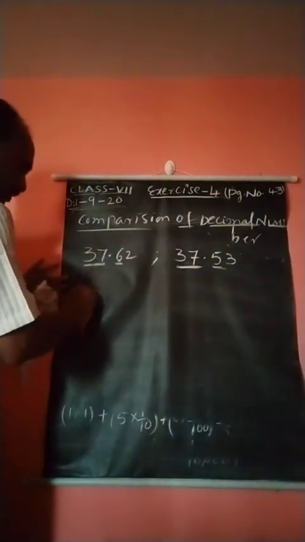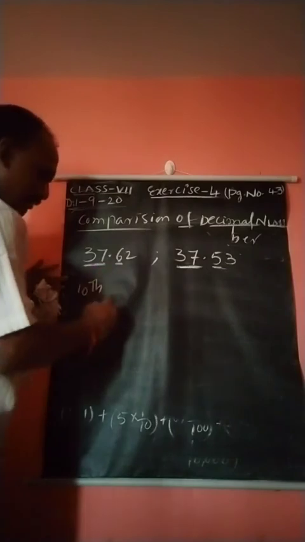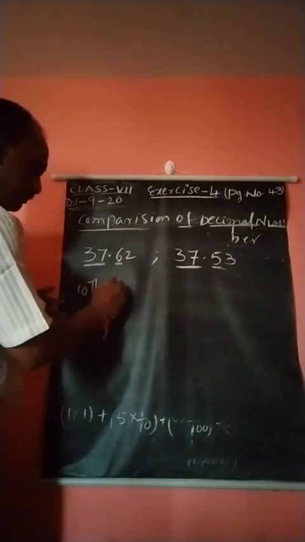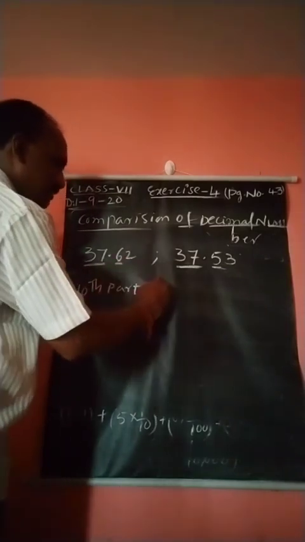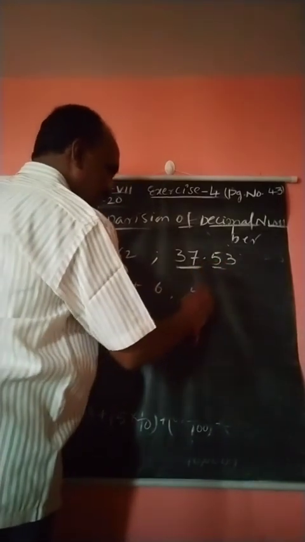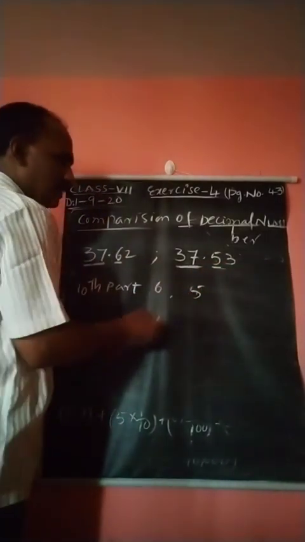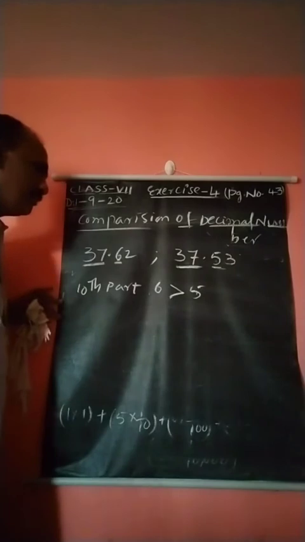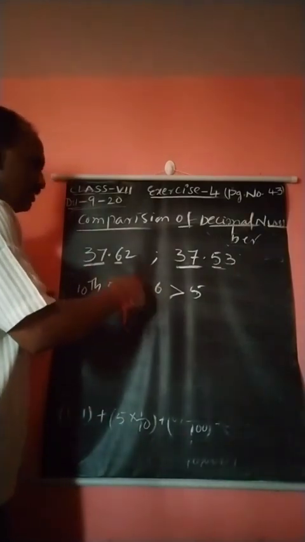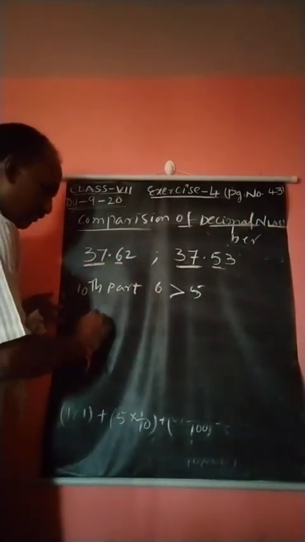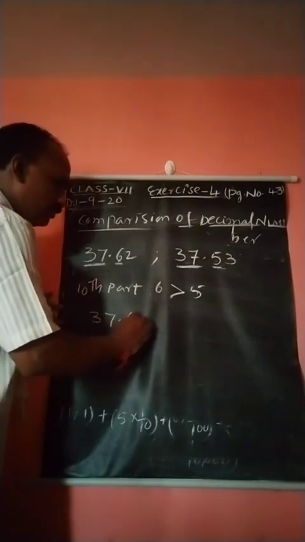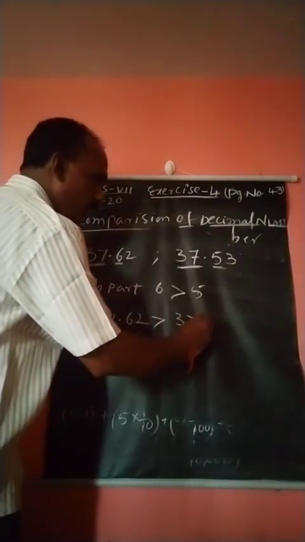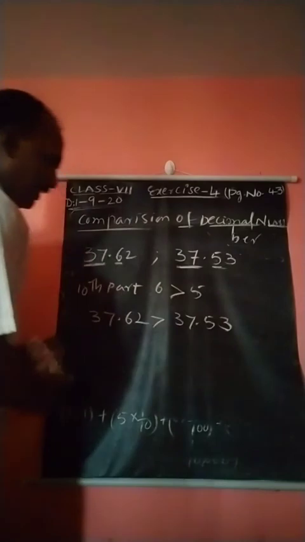Comparison of the 10th part. Which is greater, 6 or 5? 6 is greater than 5. Where is the 6? Here. That means 37.62 is greater than 37.53.